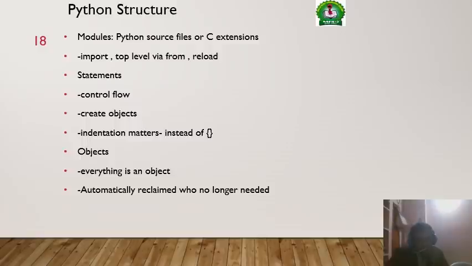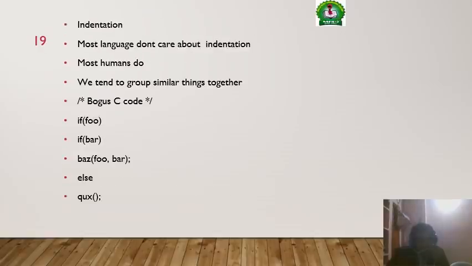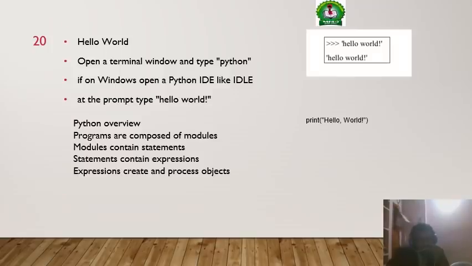The Python structure is modules. Modules are collections of source files which are used in the program by importing the package name and reloading the functionalities into the program, and it uses statements and control flow such as for loops and while loops. Objects are created with parentheses and curly braces, and everything is treated as an object, automatically reclaimed when the object is no longer needed, so it will be garbage collected. Most languages don't care about indentation, but here we use indentation with if and else. And a hello world program in Python: if you write hello world, it will be printed.